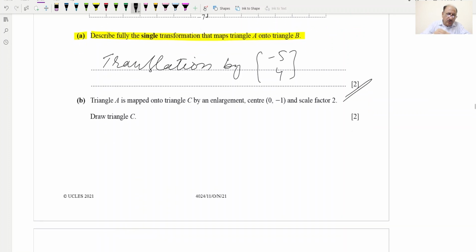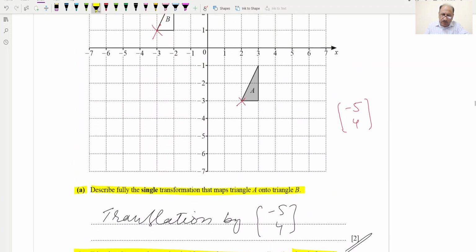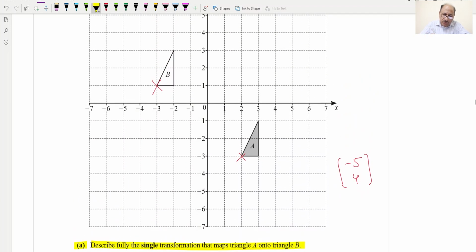It's a 2 marks question. Now B part: triangle A is mapped onto triangle C by an enlargement, center (0, -1) and scale factor 2. Draw triangle C. So the scale factor is 2 and we have to draw the triangle, and (0, -1) is the center of enlargement. If we identify (0, -1) as this point, we have to enlarge this triangle A.